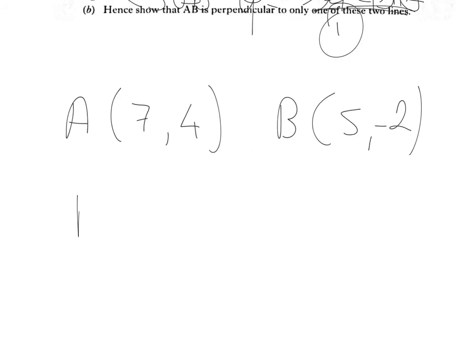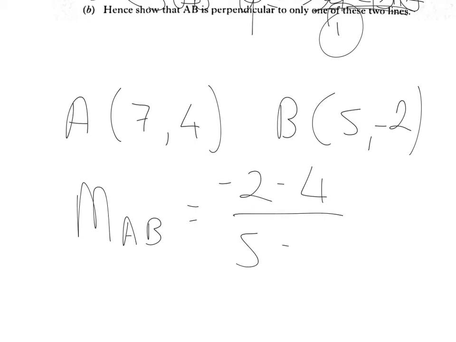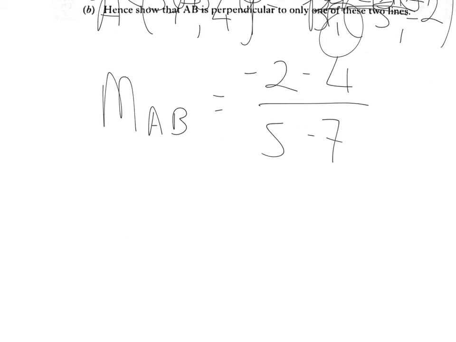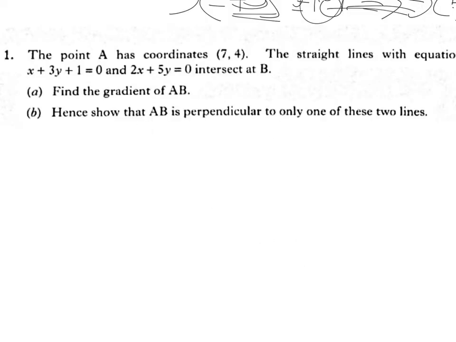I'm now asked to find the gradient of this line. So it's (y2 - y1) over (x2 - x1), so (-2 - 4) over (5 - 7). That's -6 over -2, and the gradient of AB then is 3. Part B says, hence show that AB is perpendicular to only one of these two lines.